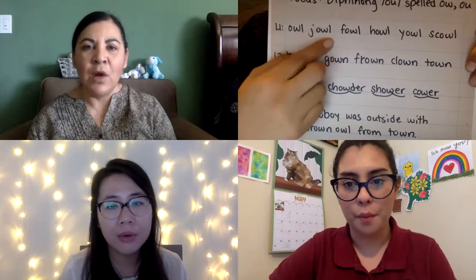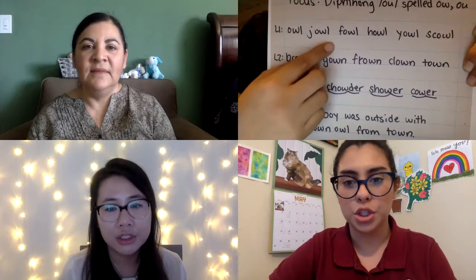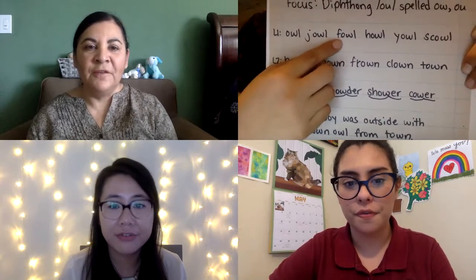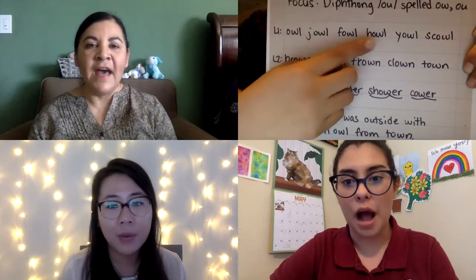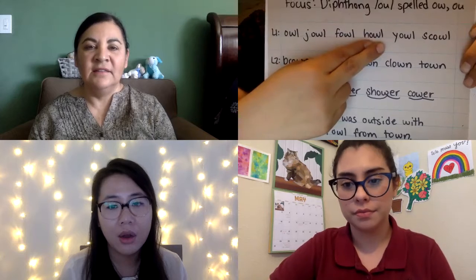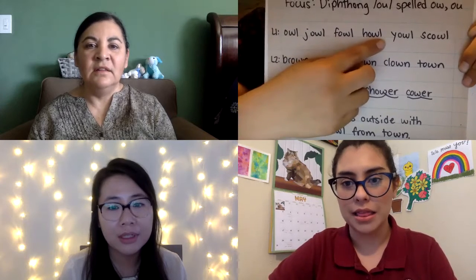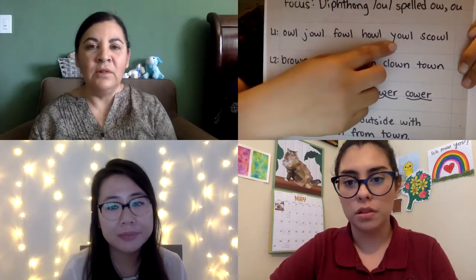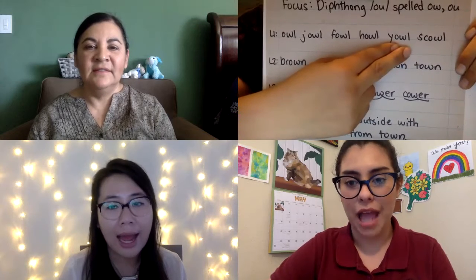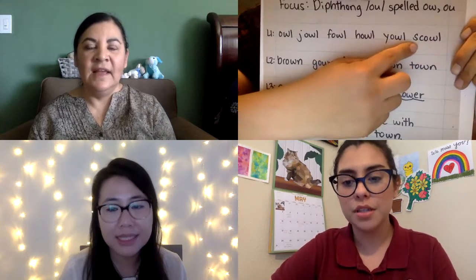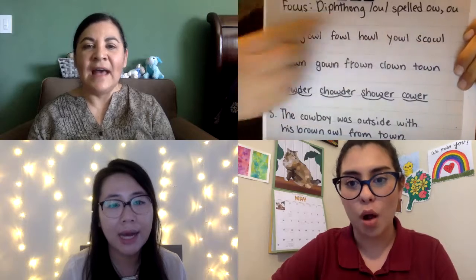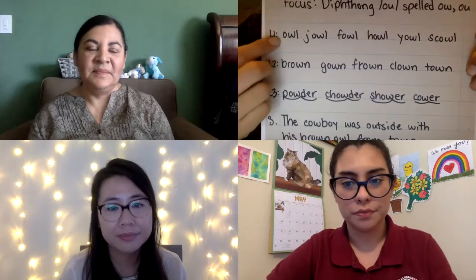Sound. Ow. Sound. Ooh, blend it. Jow. Sound. Ow. Sound. Ooh, blend it. Ow. Sound. Ow. Sound. Ooh, blend it. Ow. Sound. Ow. Sound. Ooh, blend it. Scowl. Reread for fluidity. 3, 2, 1.